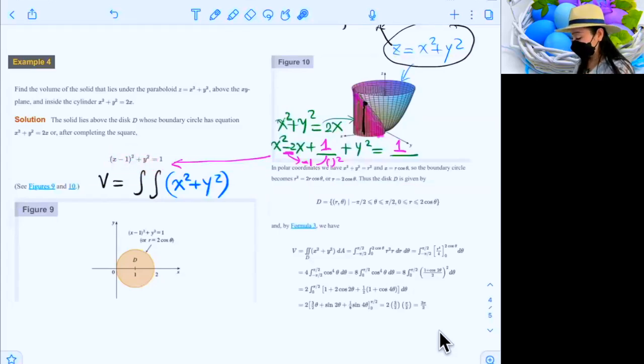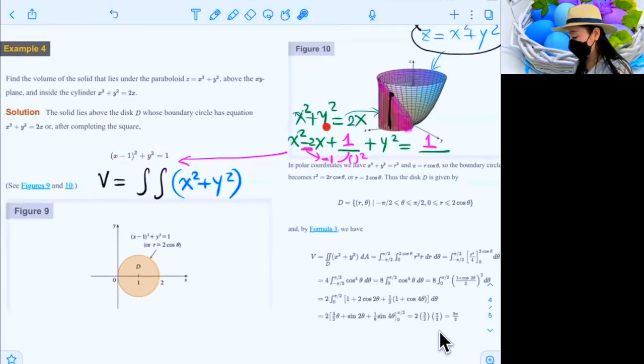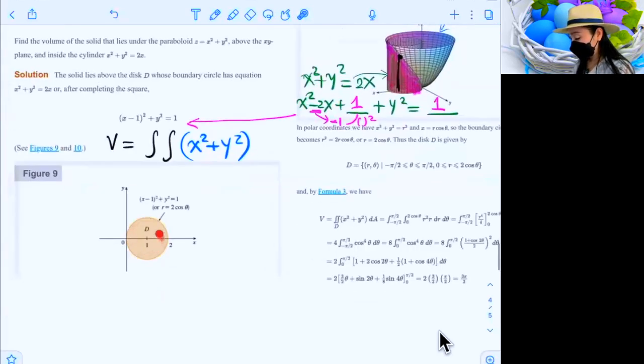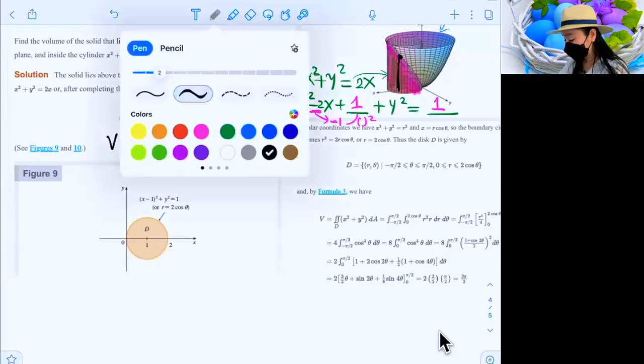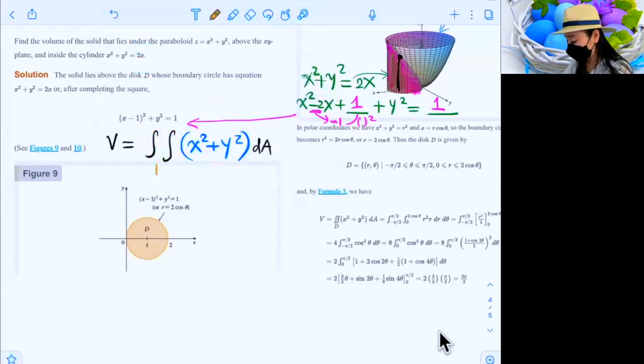Once you complete the square, you got that. And you know that on the xy plane, it's going to correspond to this circle. And the inside of the circle, this region, is what this integral is going to be integrated over. So if I put this dA, then the region that you integrate over is this region D, this region here. So far, okay?